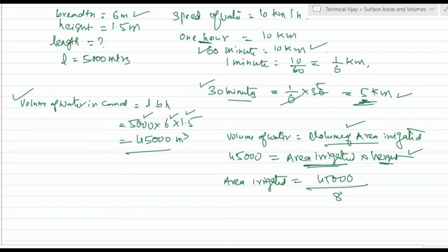Height is 8 centimeter, which means 8 by 100. So now 45,000 into 100 divided by 8 is equal to 562,500. This is 562,500 square meter, because this is the area. So area into height is equal to volume. So the area irrigated is equal to 562,500 square meters.